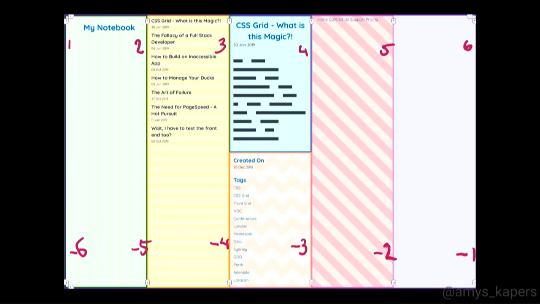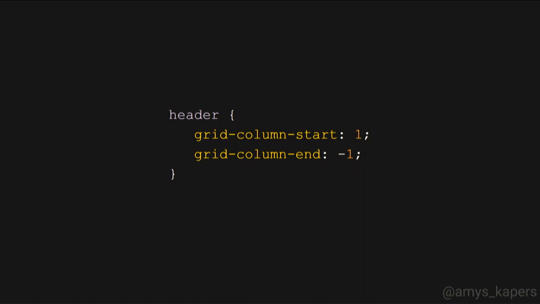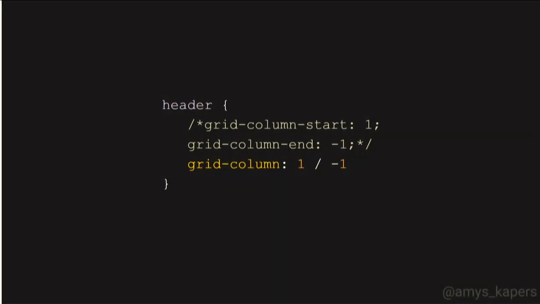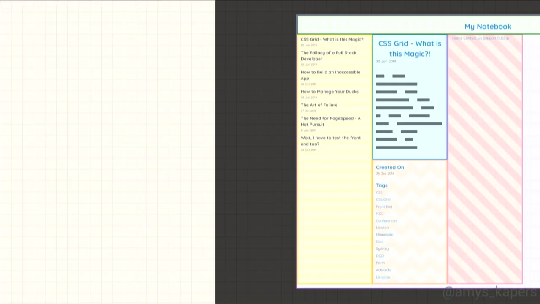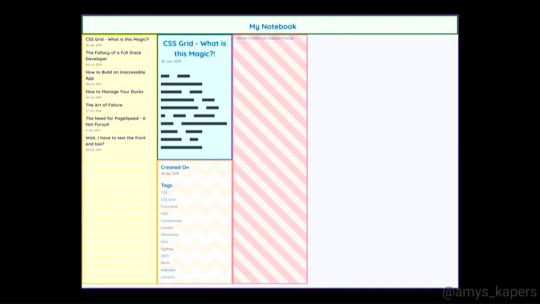So I can actually say I want it to go to line -1. No matter what size our grid is, that's always going to be the very end. So I can say grid column end -1. Or I can use the shorthand, which is grid column 1/-1. And this has now pushed our header to take up the full width of our top row, and it's pushed the rest of the elements down onto the second row.